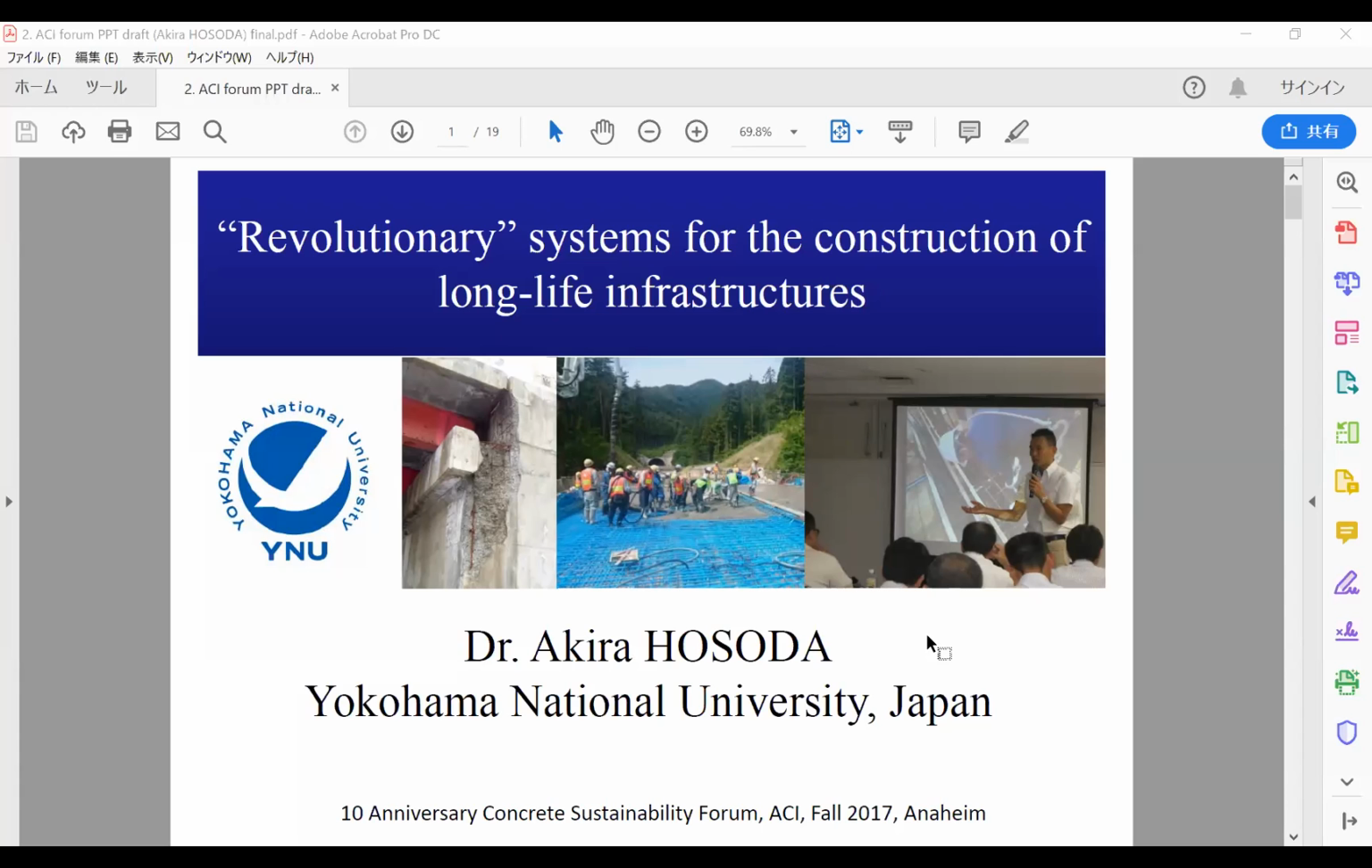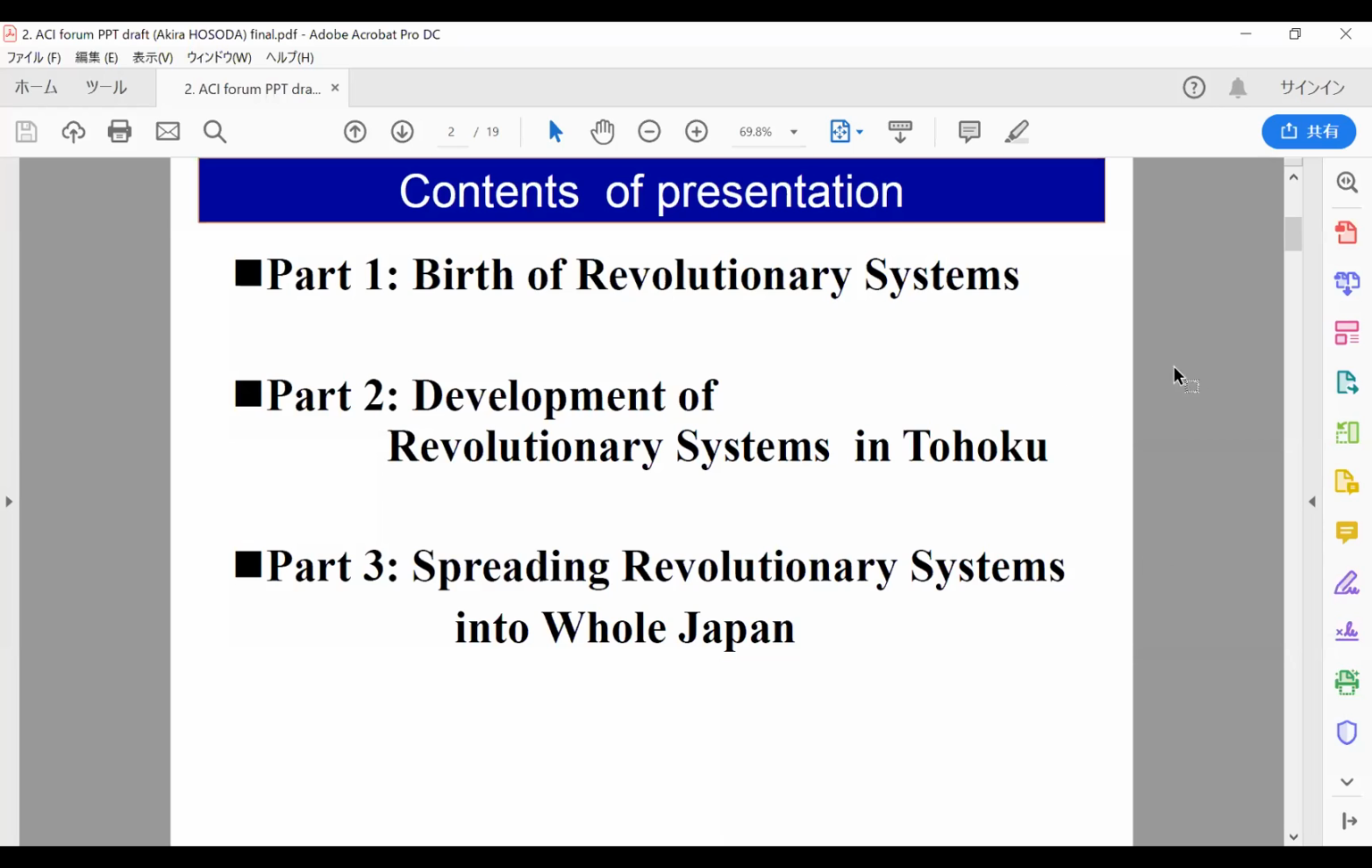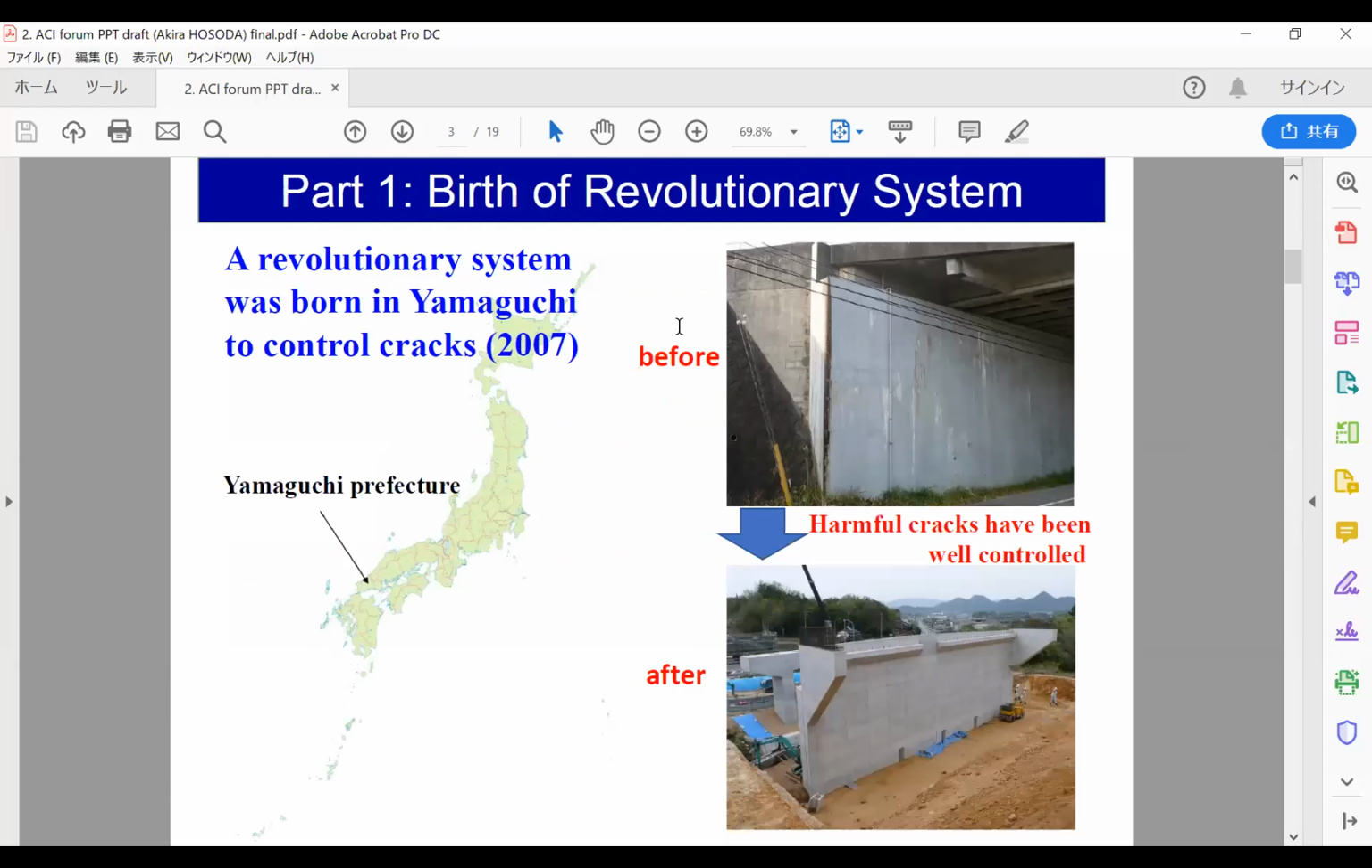Go ahead. The title is Revolutionary Systems for the Construction of Long Life Infrastructures. Sorry, this was not PowerPoint. Sorry, this is a PDF file. So this short presentation consists of 3 parts. I will start the first part.